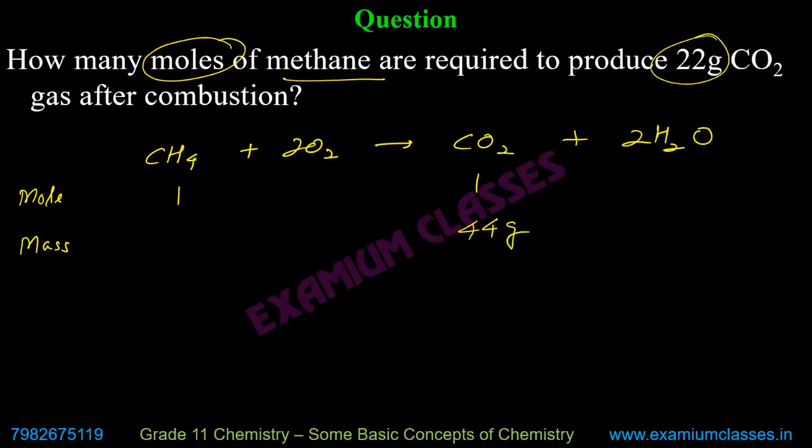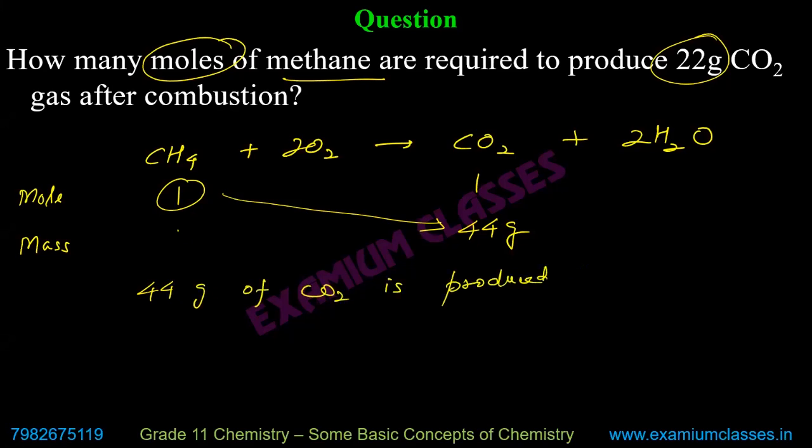Is this clear? Up to here, yes. Is that clear? Okay. Now, 1 mole of methane produces 44 grams, it means half mole will produce 22 grams. Yes, exactly. So you will write it actually the other way around. You will say 44 grams of CO2 is produced by 1 mole of methane.